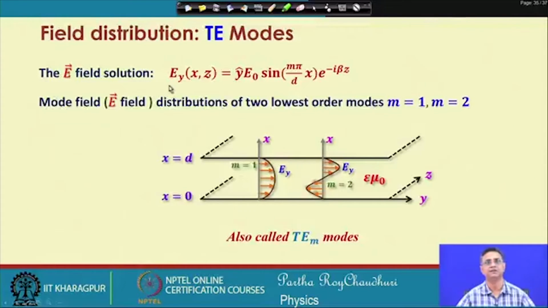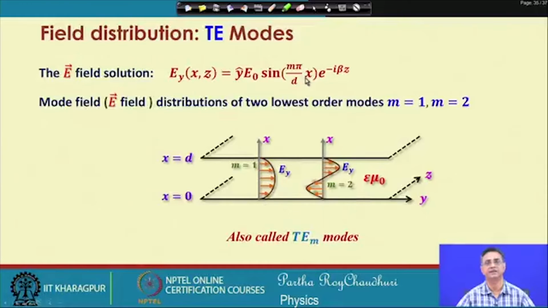Now, the electric field solution for this we can write in this form, and then it should look like this. This is m equal to 1. If you put m equal to 1, then this will be equal to just pi by d, and depending on the value of d, you have a distribution of the field which will look like this.